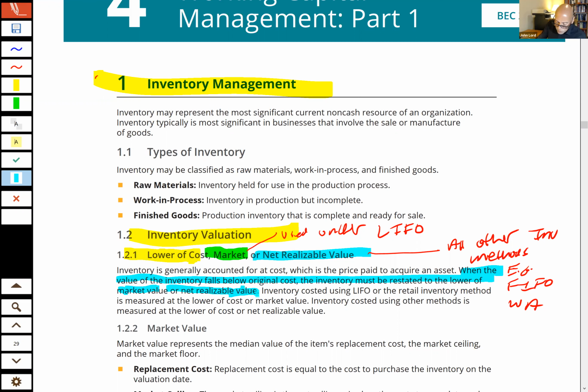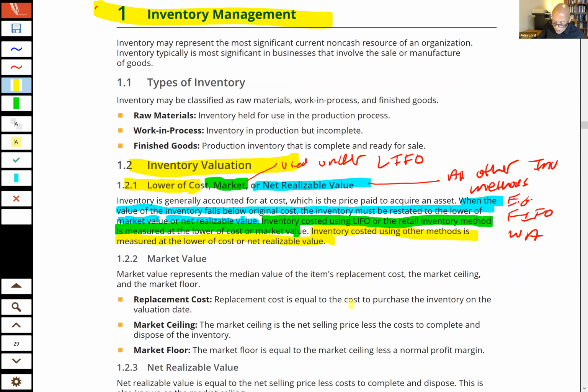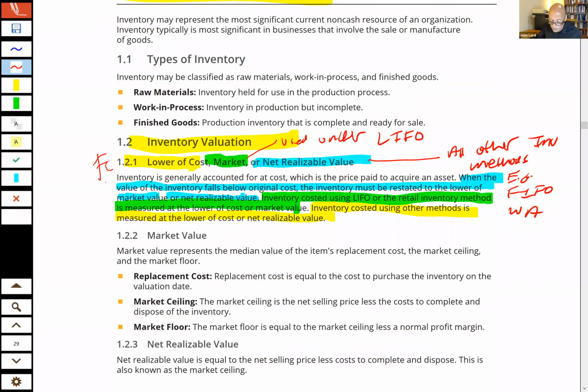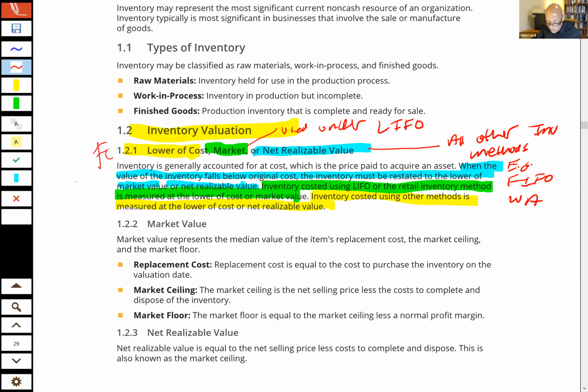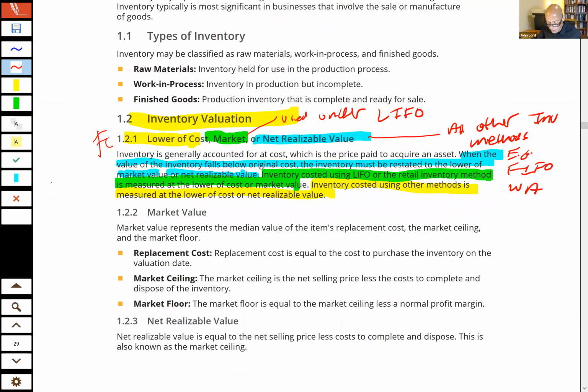Okay, and that's what they say here: inventory costed using LIFO or the retail inventory methods is measured at the lower of cost or market. Inventory using all other inventory methods is at the lower of cost or net realizable value, which I kind of wrote up there already. If you need to, you can flashcard that: lower of cost or market for LIFO, lower of cost or net realizable value for all other inventory methods. For example, FIFO, if you want to make a flashcard out of that, you can, okay?